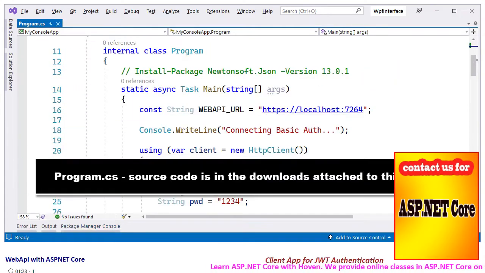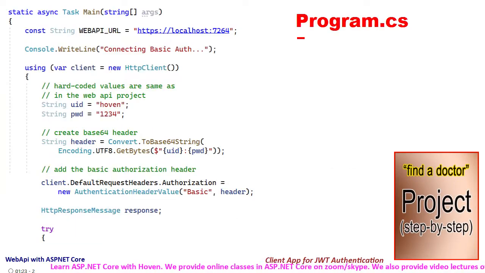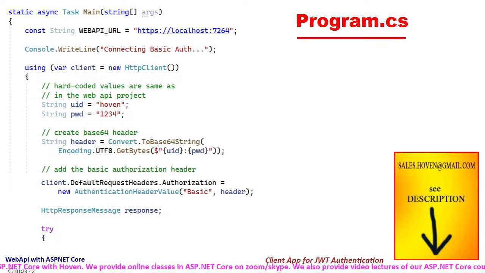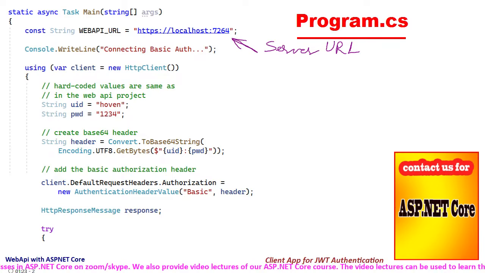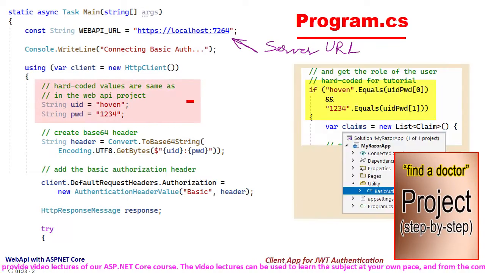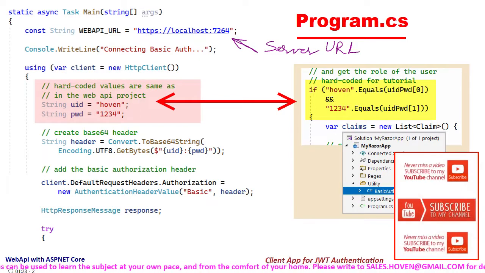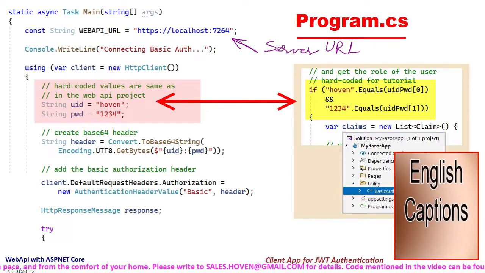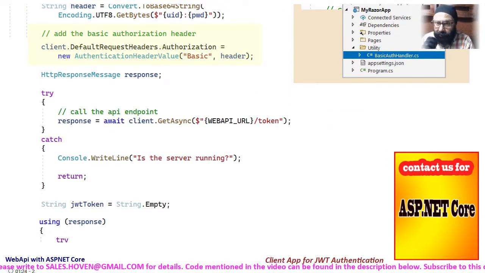You can obtain the Program.cs file of the client application from the downloads attached to this video. Open the Program.cs file and let's examine it line by line. First, we have the URL of the server application. After that, an HTTP client has been created. We have to send a basic header containing user ID and password. This is the same pair of user ID and password that we hard-coded when we implemented basic authentication in the attached web API project. And after that, we have created an authorization header with the basic scheme.